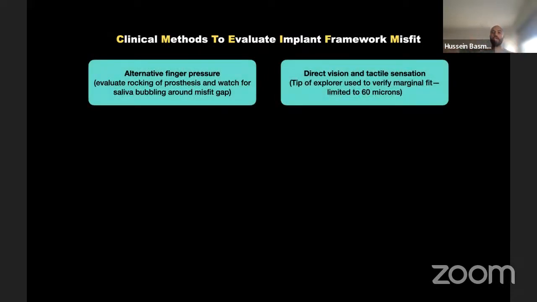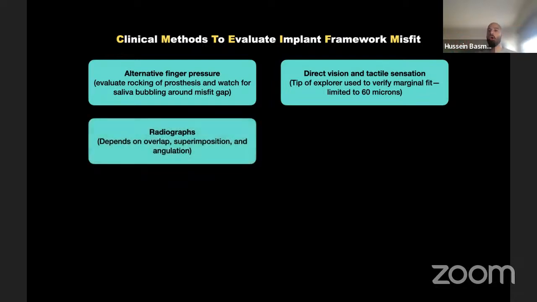So basically, when you have created this passive fit, we have to check how to do this passive fit. We have different techniques. We have the alternating finger pressure, where you evaluate rocking of the prosthesis and see if it's rocking. If it's rocking, that means that your impression was not very accurate. Or you can do direct vision by pressing on one side and using the probe on the other side.